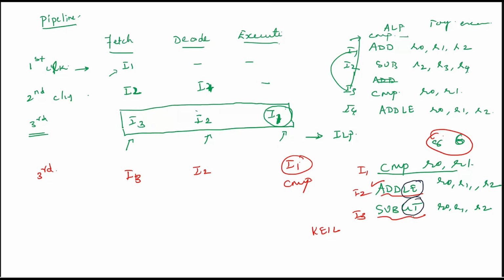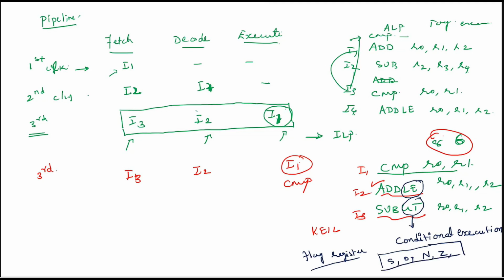What are all those things? Less than, greater than. Those are all what? Flags. Conditional execution. Conditional statements. Because, as somebody said, we have something called flag registers. So you have components like the sign flag, overflow flag, negative flag, zero flag. So many flags are there. Automatically, when you are executing this compare instruction, these flags will be affected.